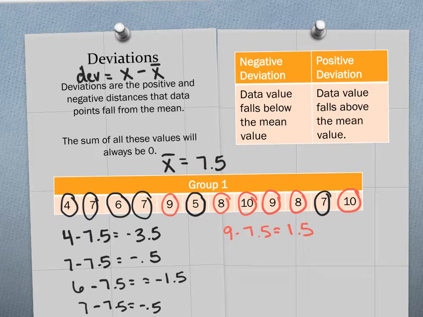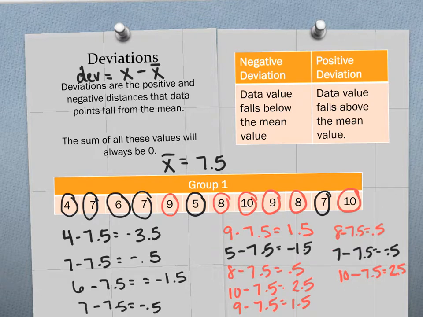Notice as we keep doing this, we're going to get these negative and positive values. So we'll calculate the rest of these. And here are the rest of the deviations. The ones in black are negative, the ones in red are positive.